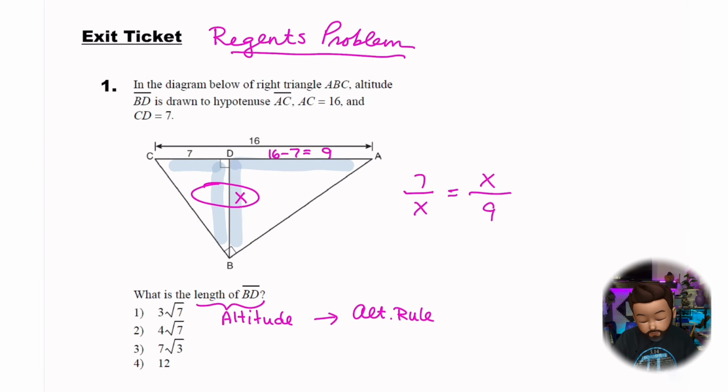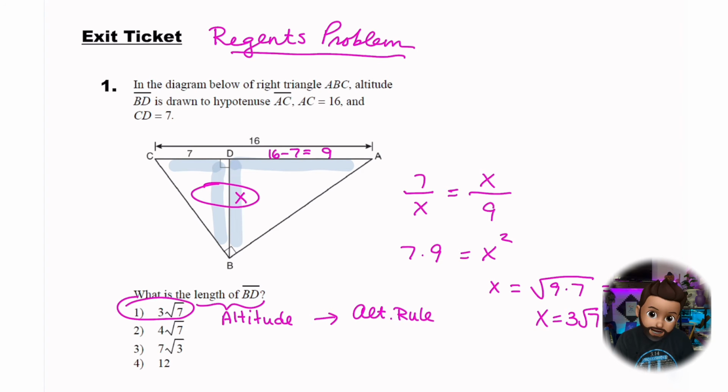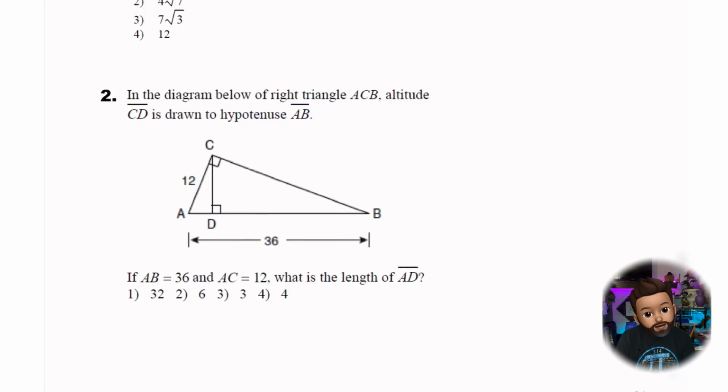The altitude rule is what we're looking to find, since BD is the altitude. Cross multiplication, square root action. We get 3 radical 7.